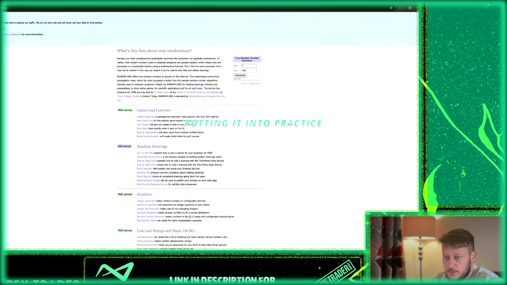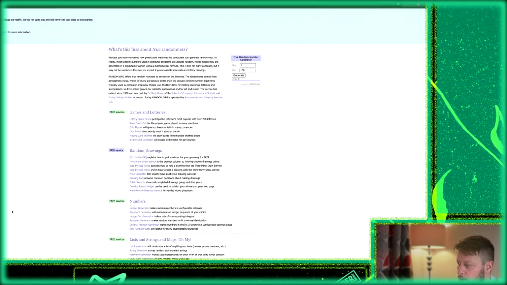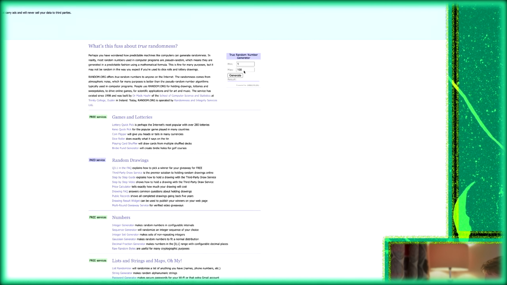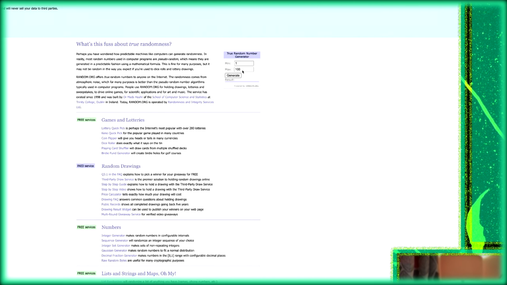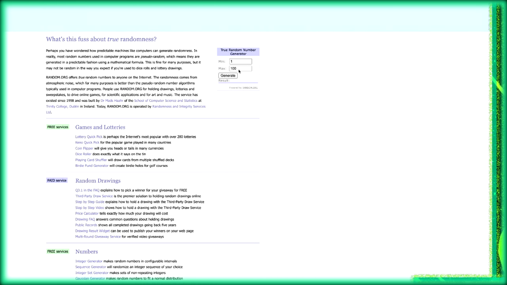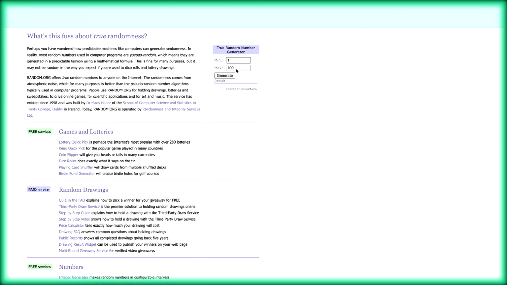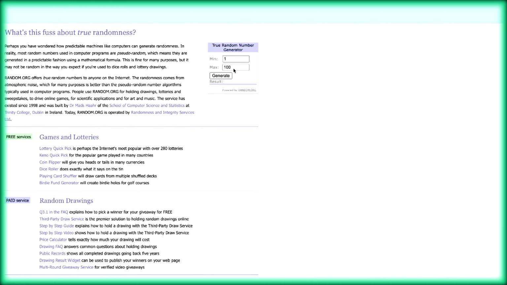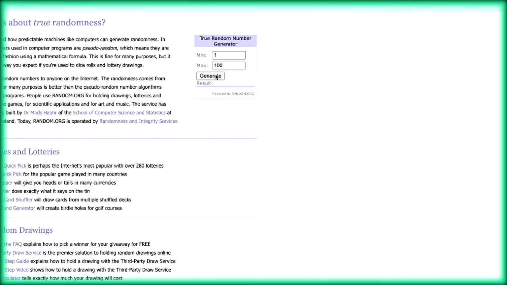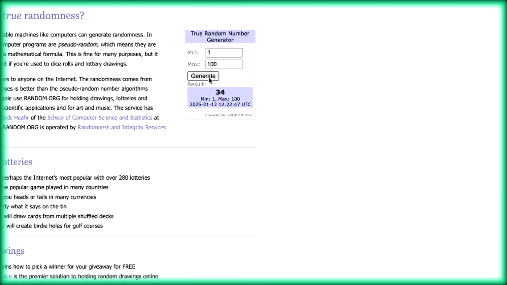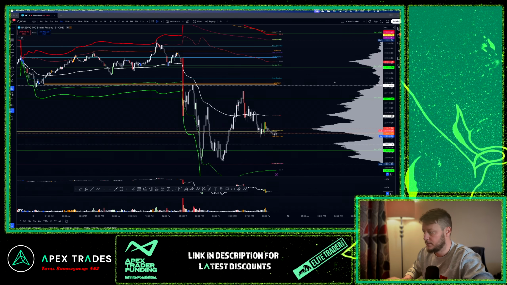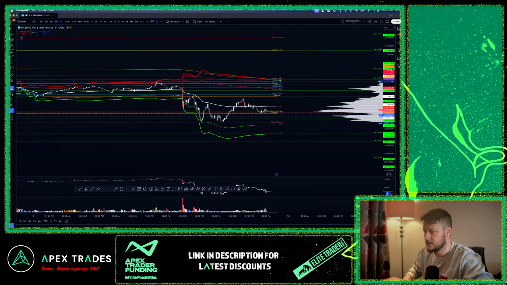I'm on a random number generator here, right? I've got 1 to 100, and whatever number it lands on, I'm going to scroll back as far as I possibly can, go to whatever date that first Monday was of that week, and then we're going to do a full week of trading based purely on that system, and we'll see how we go, right? Generate. 34. Okay, so going off of that, let's bring all of this in tight.